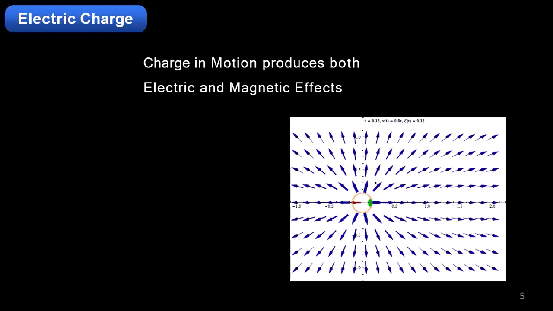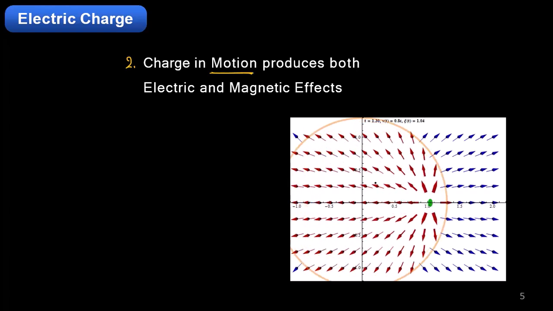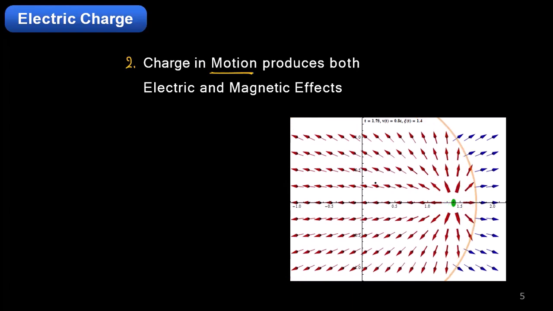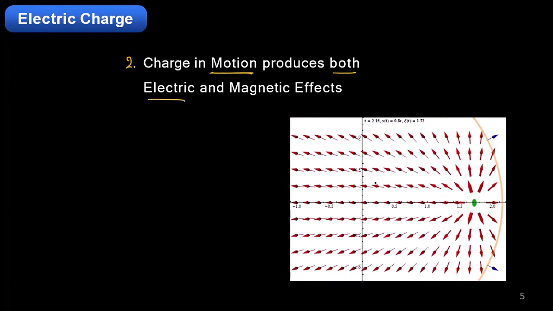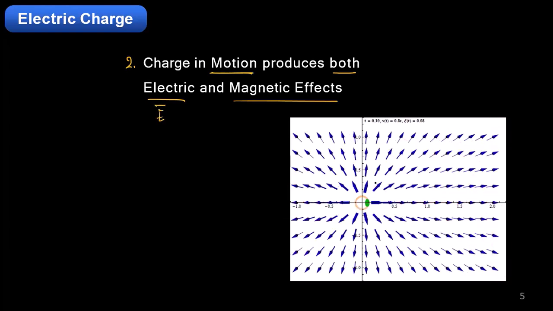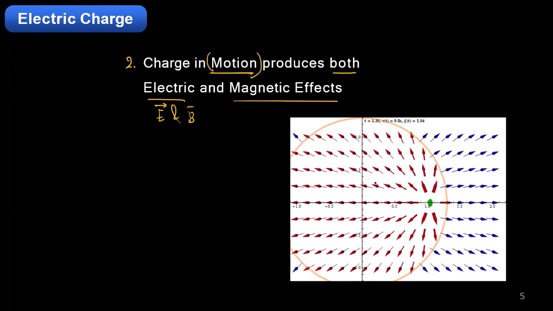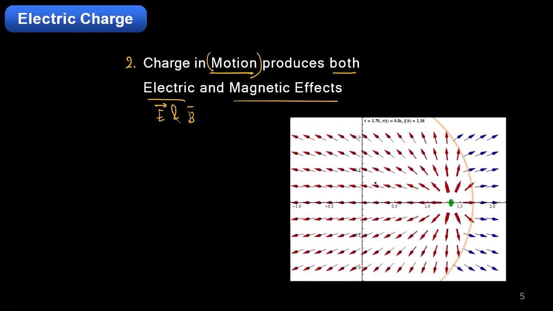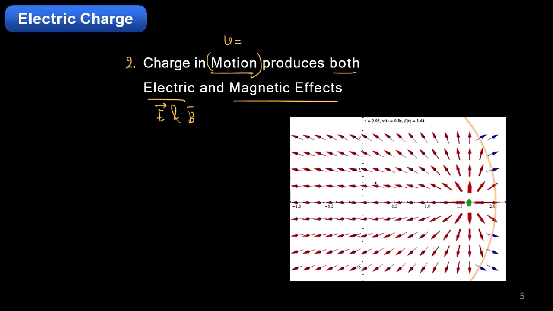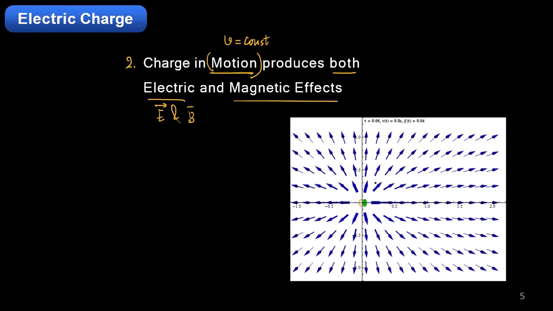Now the second point: whenever the charge is moving, charge in motion. Initially I discussed the charge which is at rest. Now the charge is moving. Movement means that it can produce both electric and magnetic effect. That means now the charged particle is producing the effect of both the electric field as well as the magnetic field. Here the particle is moving with a constant speed, so v is constant.